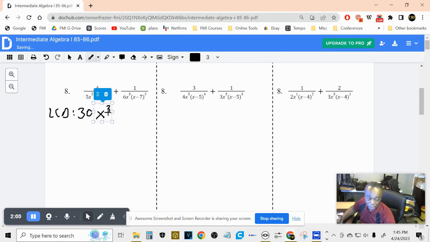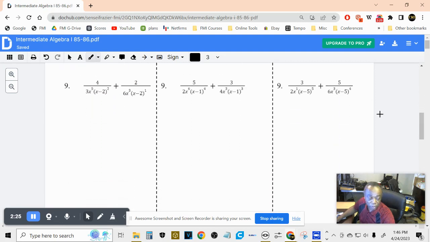Now we have x minus 7's. We have 3 of them there, and then 2 of them there. So we're going to choose the larger. So the x minus 7's, we're going to choose the 3 there. So we'll put in x minus 7, and then we'll put 3 of them in there. And we're finished. This is our LCD, least common denominator. All right, let's go to number 9. We're going to find the LCD.